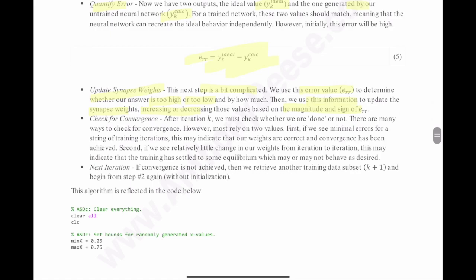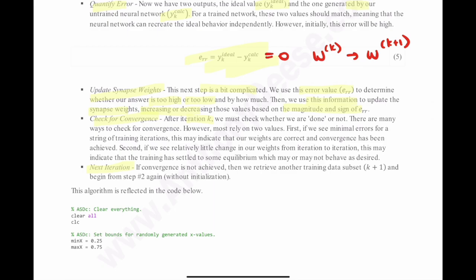Then lastly, we check for convergence. After that iteration, we check whether that error has dropped to 0 or not. It's highly unlikely that after one iteration it's going to do that. There are many ways to check for convergence. I already told you one, which is whether this equals 0 or not. Another way is to see if the weight values change significantly from iteration to iteration. Normally those two coincide with one another. Once the error drops to 0, we begin to see that the synapse weights don't change a lot from iteration to iteration. Now, like I said, most likely after the first iteration you won't have convergence, and so we begin the next iteration, and it keeps going on and on.